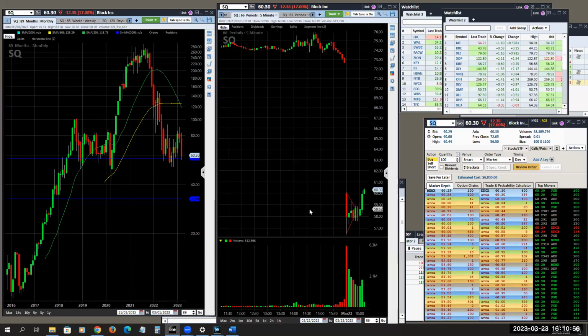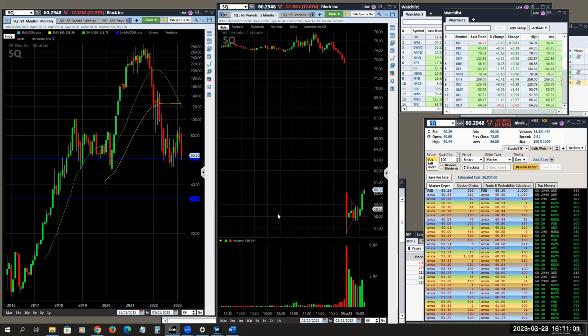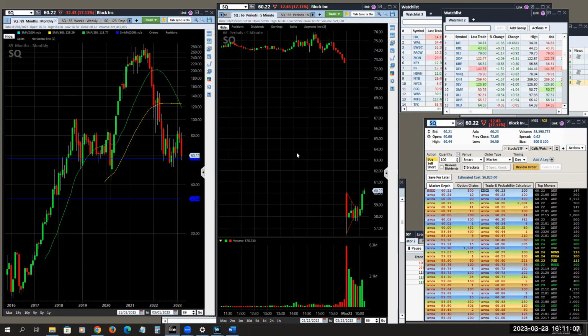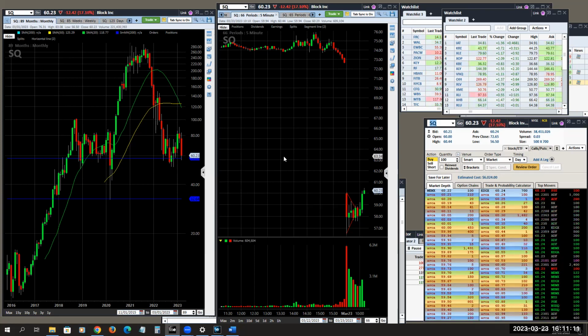Hello, hello. I'm looking at SQ. Let's see this SQ for a second. SQ had a gap down of about 14%, more or less, something like that.